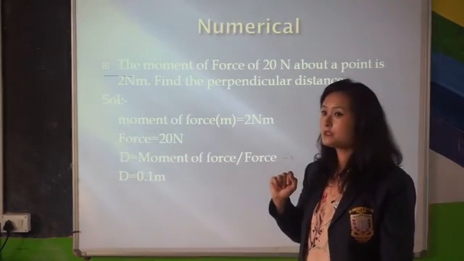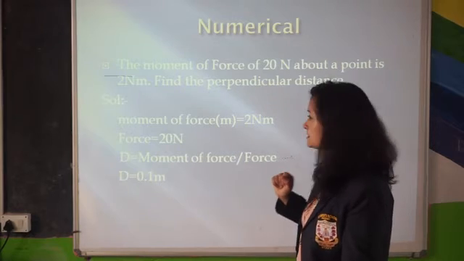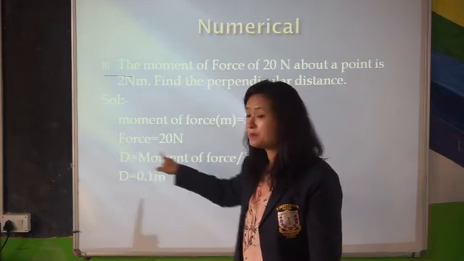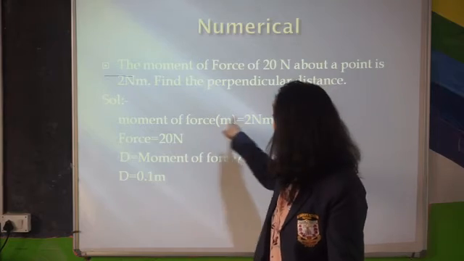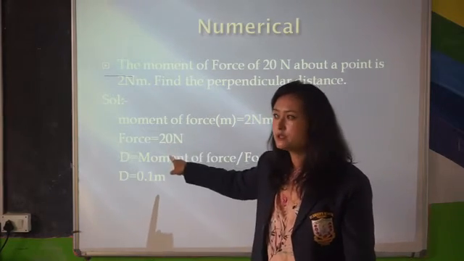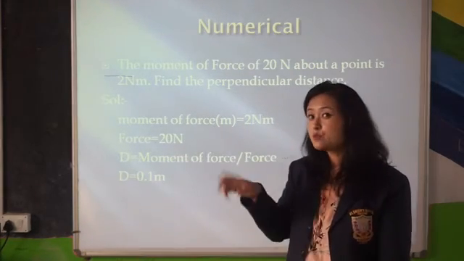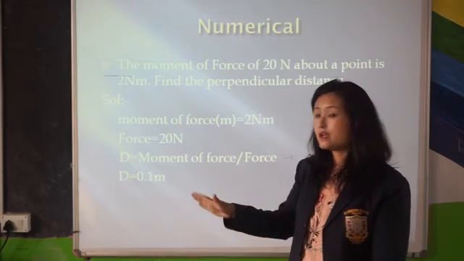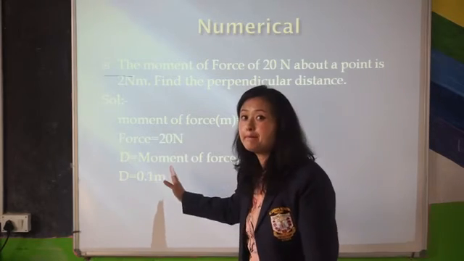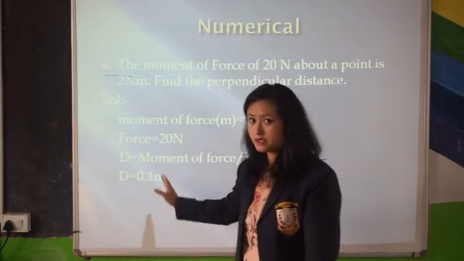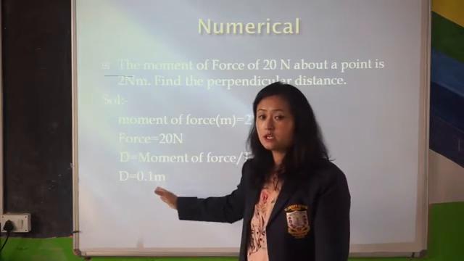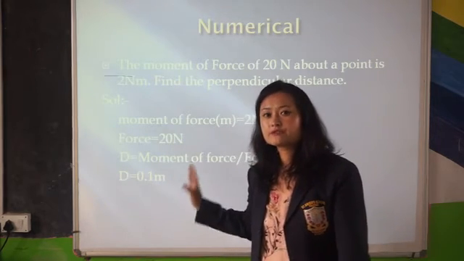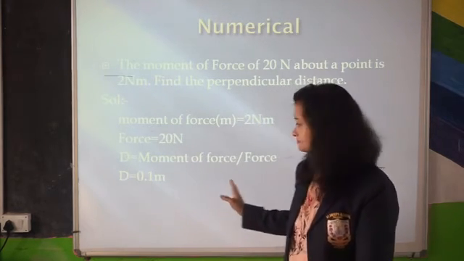Now, to find the perpendicular distance, the formula is moment of force divided by force. So, how much is your moment of force? 2 divided by 20. So, 2 divided by 20 is 1 by 10, which is 0.1 meter. Meter is the unit of distance, and that's why we write meter. Writing the correct unit is very, very important.